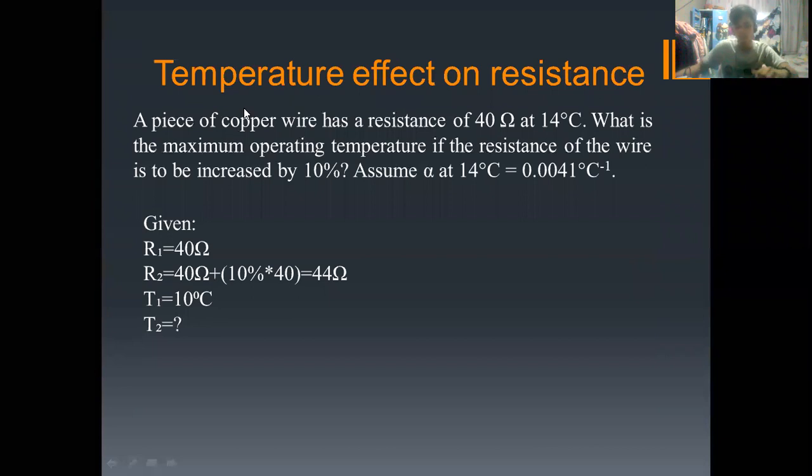So, ito. Meron tayong example dito. A piece of copper wire has a resistance of 40 ohms at 14 degrees centigrade. What is the maximum operating temperature if the resistance of the wire is to be increased by 10%? Assume that the temperature coefficient at 14 degrees centigrade is equal to, ayan, ito yung value.